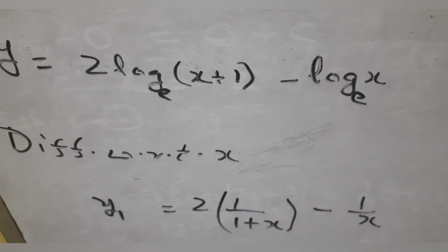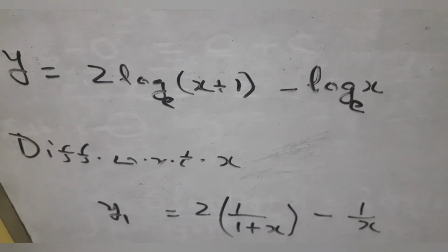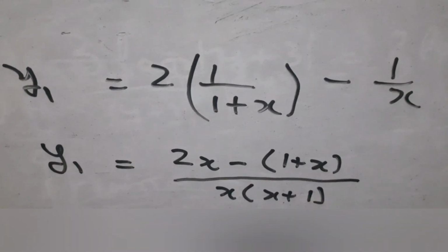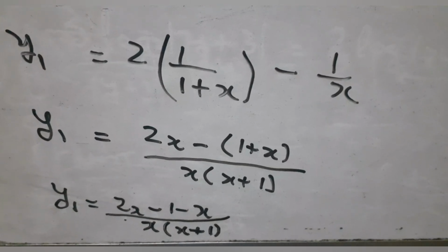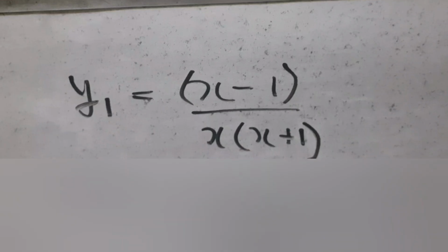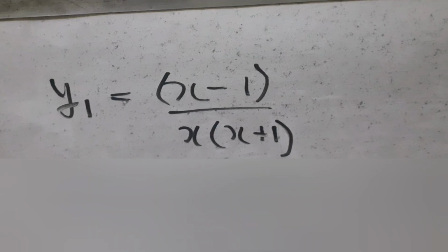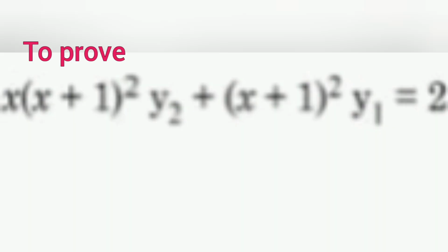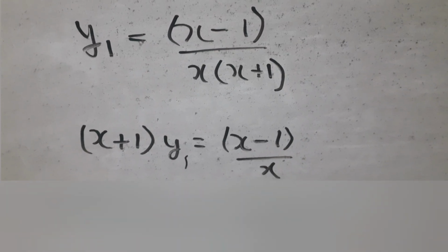Subtract the fractions on the RHS. Since the term we want to prove involves x plus 1 and y1, we rearrange it in the required form. So we write x plus 1 times y1 equal to x minus 1 the whole divided by x.